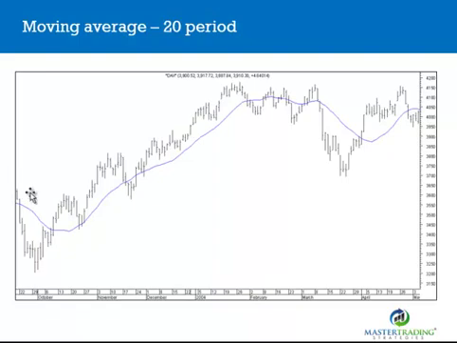And this one here, you can see that the 20 period has given you less signals, but it's exactly the same market. In other words, the only thing that's changed is this 20 period moving average setting. But otherwise, everything else remains the same.